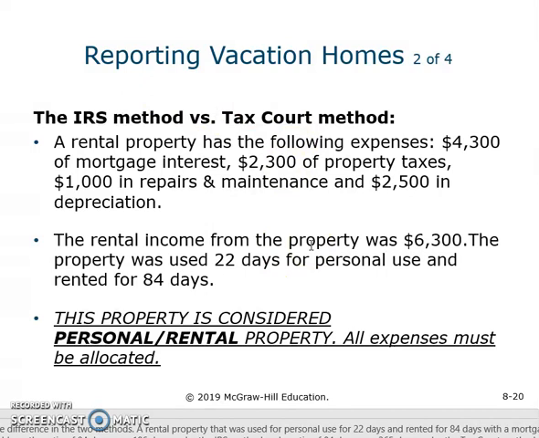$4,300 of mortgage interest, $2,300 of property taxes, $1,000 in repairs and maintenance, and $2,500 of depreciation. The rental income from the property was $6,300. The property was used for 22 days for personal use and was rented for 84 days. So this property is considered personal rental property, so we must allocate all of the expenses.